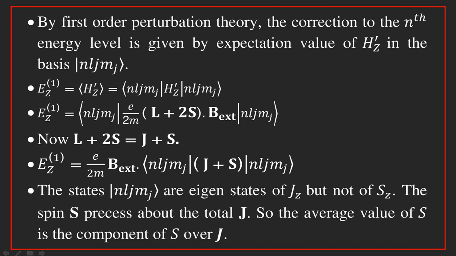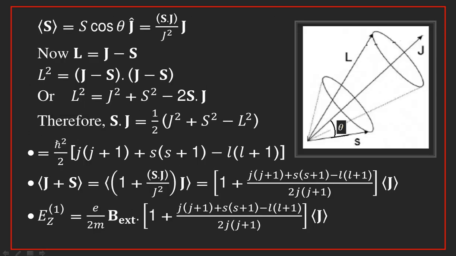Now the states n l j m_j are eigenstates of Jz but not of Sz. So to find the average value of S, we proceed in another way. We can see that the spin angular momentum S precesses about the total angular momentum J. So the average value of S is the component of S over J. We can see this in the diagram. The total angular momentum is there, and the orbital angular momentum L and the spin angular momentum S precess about that total angular momentum. So as S precesses about the total angular momentum, the average value of S will be the projection, or the component, of S along J.